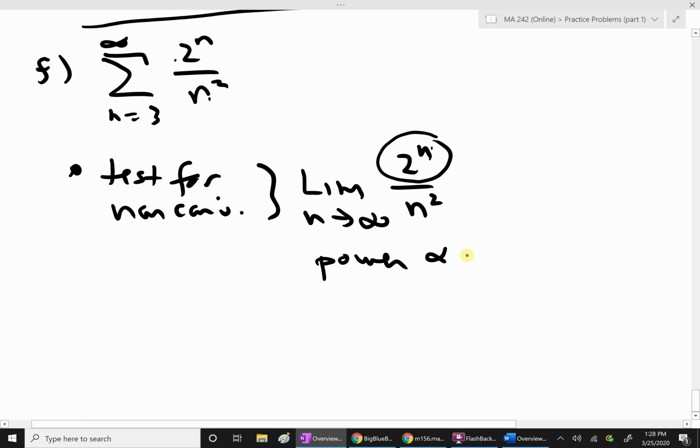So this is an exponential function. We know that the power over the exponential as n goes to infinity goes to 0. So this goes to infinity. So we already know it doesn't converge. It's not equal to 0. So we already know it does not converge.